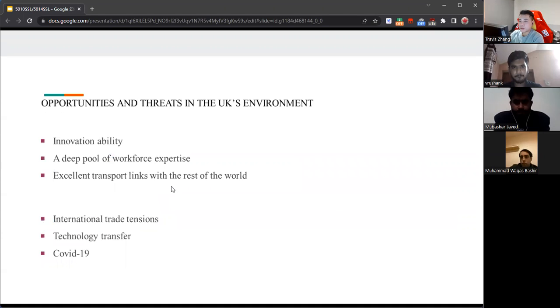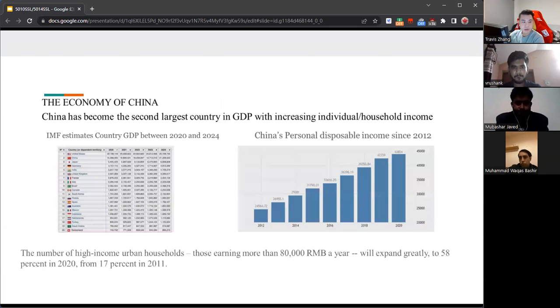So here are the opportunities and threats in the UK's environment. The opportunities: the UK has innovation ability, a deep pool of workforce expertise, and excellent transport links with the rest of the world. But the threats are international trade tensions, technology transfer, and the COVID-19 problem.